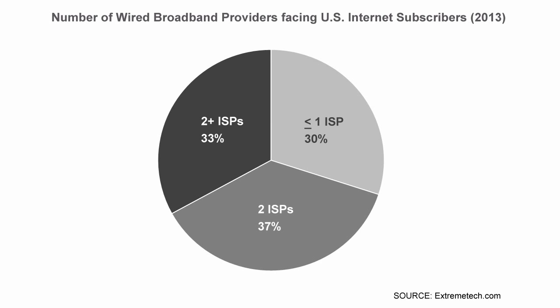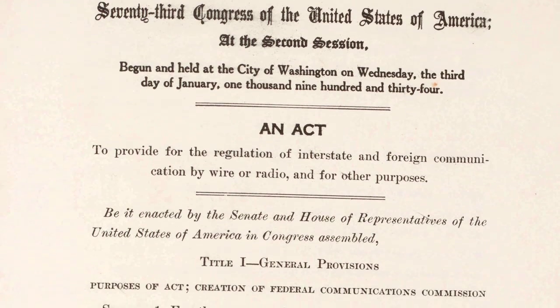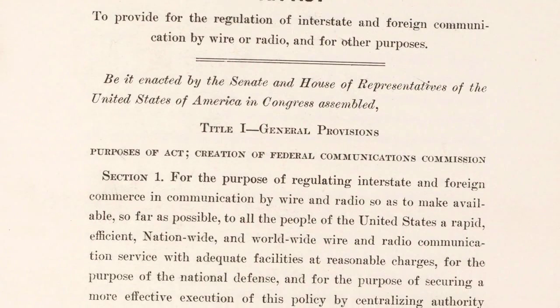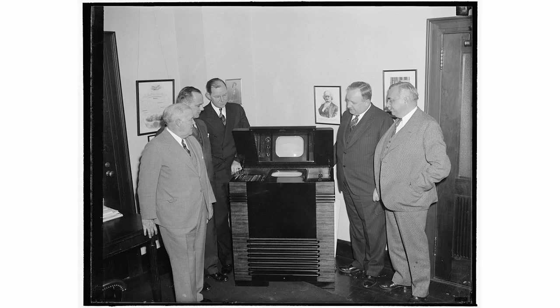Into the 1990s, the Federal Communications Commission, the FCC, enjoyed strong regulatory control over communications. The Communications Act of 1934 created the FCC and gave it control of radio and phone, labelling them both common carriers. The goal was to make available, so far as possible, to all the people of the United States, a rapid, efficient, nationwide and worldwide wire and radio communication service with adequate facilities at reasonable charges.